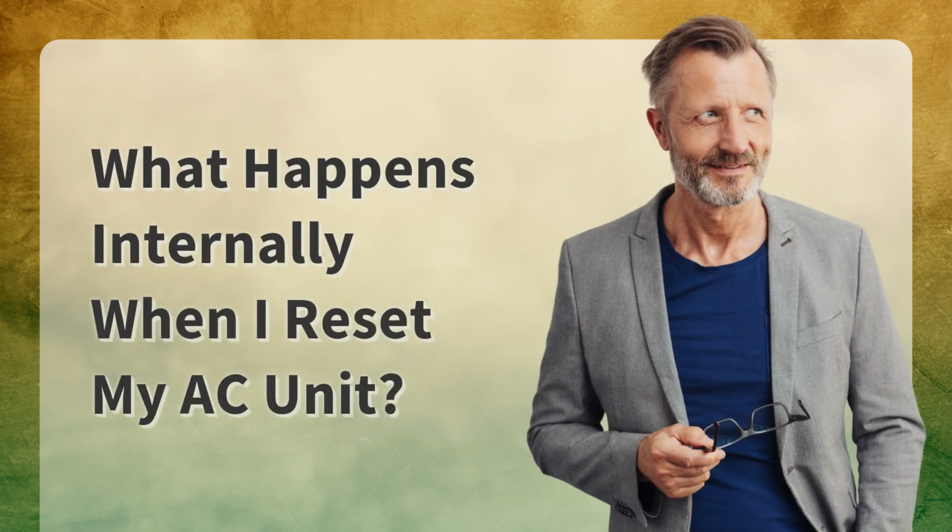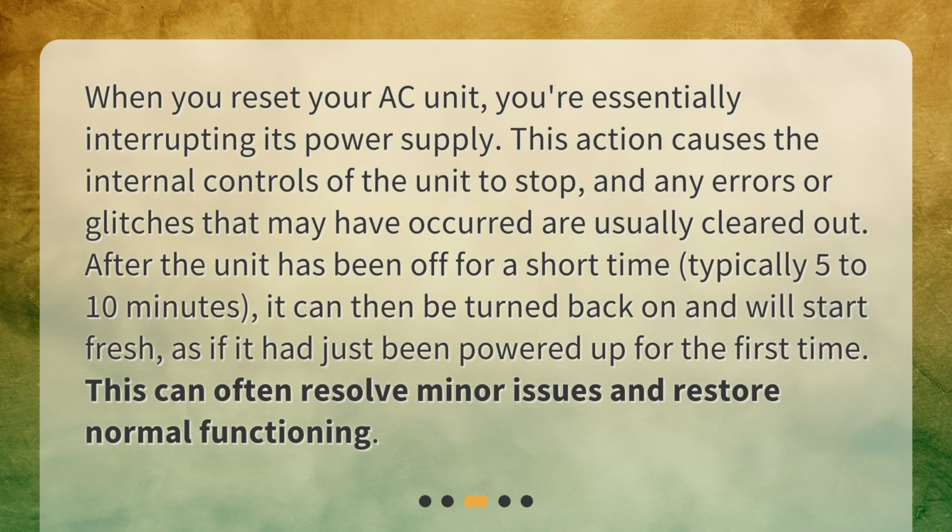What happens internally when I reset my AC unit? When you reset your AC unit, you're essentially interrupting its power supply. This action causes the internal controls of the unit to stop, and any errors or glitches that may have occurred are usually cleared out. After the unit has been off for a short time, typically 5 to 10 minutes, it can then be turned back on and will start fresh, as if it had just been powered up for the first time. This can often resolve minor issues and restore normal functioning.